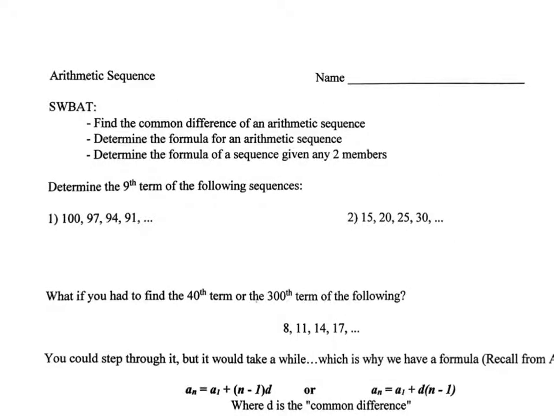Arithmetic sequence. An arithmetic sequence is a sequence where you add to get to the next term. These two are examples of arithmetic sequences. Find the 9th term of each of those, please. I got 76 and 55.